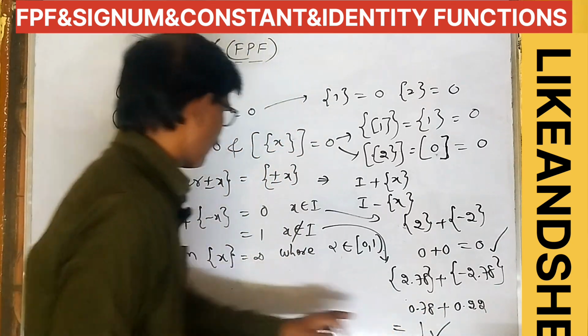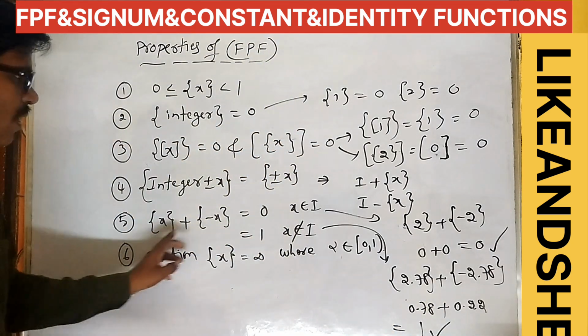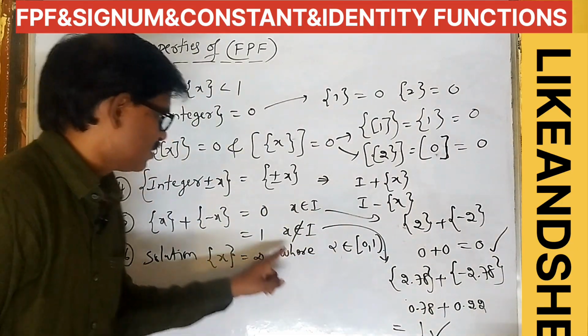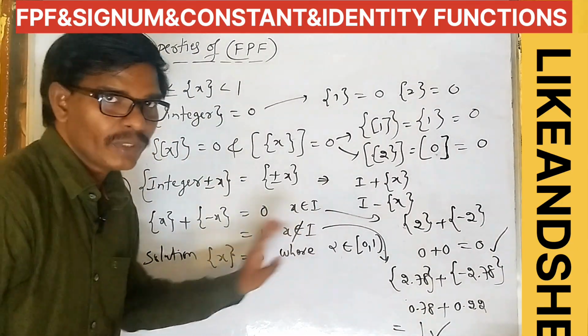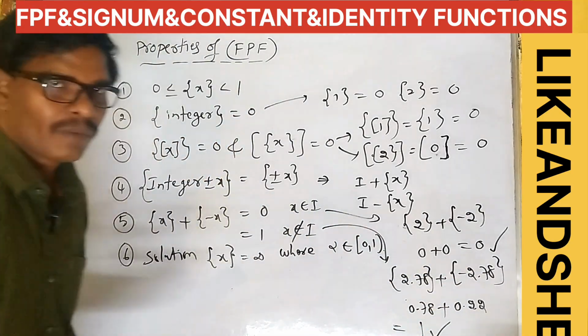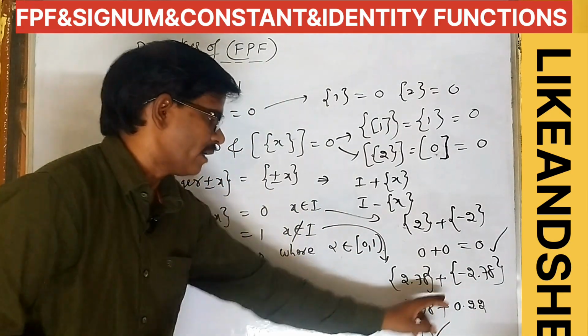This sum of 1 is not the fractional part of a number when x does not belong to the integers. If x does not belong to the integers, then the fractional parts of these two add up to 1.